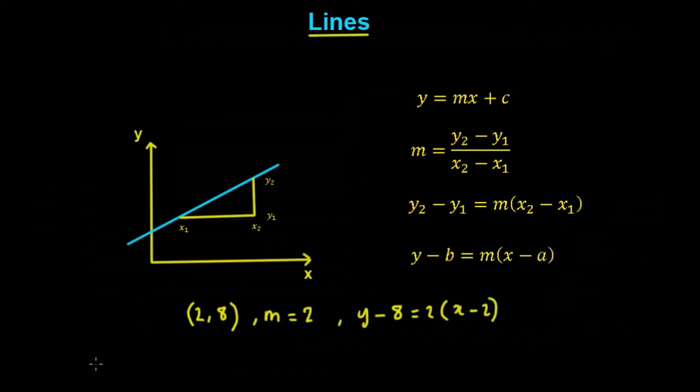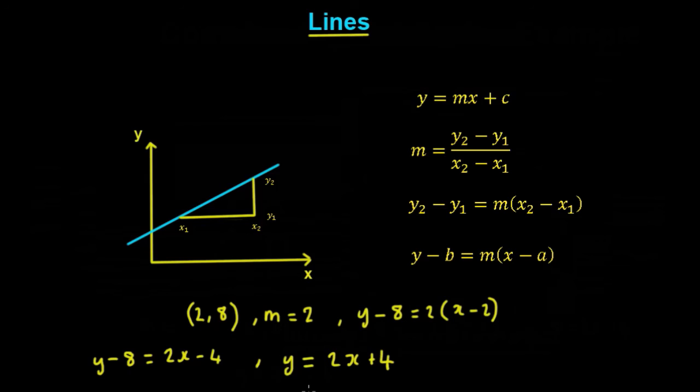So when we multiply this out, we're going to have y minus 8 equals 2x minus 4. So therefore we can say that y is going to equal, and we take the minus 8 across to the other side, it becomes plus 8. So it's going to equal 2x plus 4. So if we've got this right, then the equation of our line will be y equals 2x plus 4.